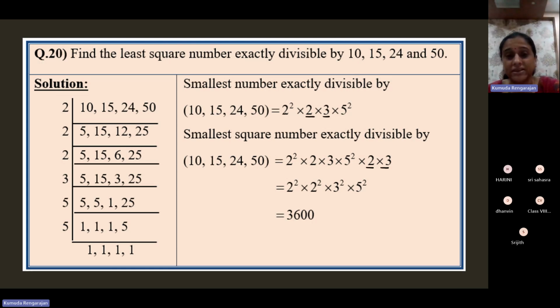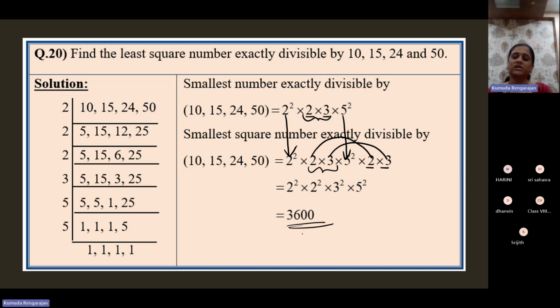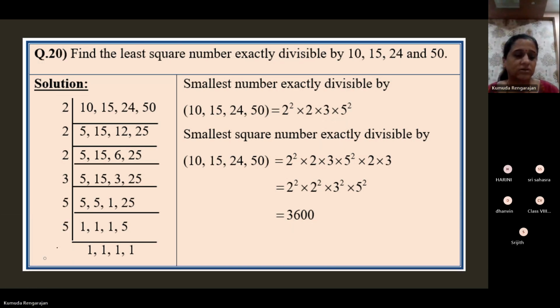So now write the other primes. You can see the 5 squared here, and you can see these two here also. Write all of them and multiply that with 2 and 3. So now 2 into 2 is 2 squared, 3 into 3 is 3 squared. Find this product, 3600, and that's the required number. Yeah, please complete this.